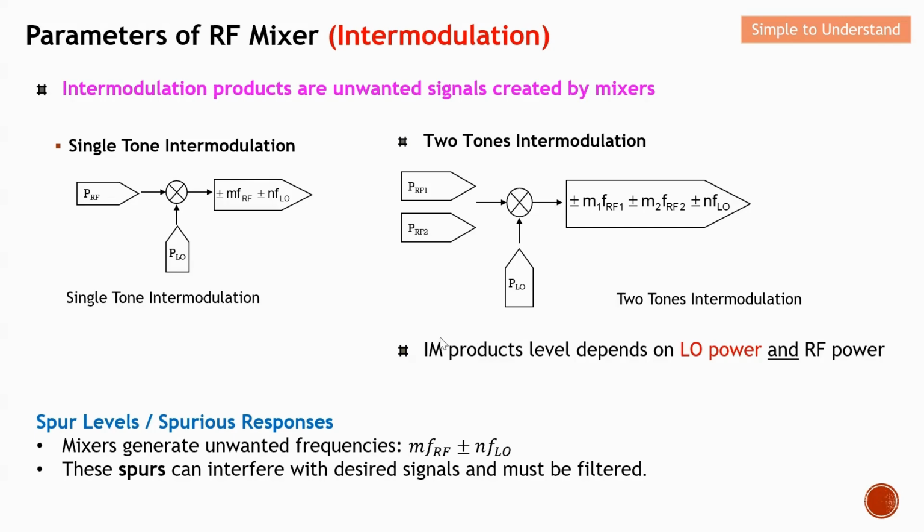This intermodulation product depends on the LO power as well as the RF power. In short, this is also known as the spur level or the spurious response. Mixers generate a lot of unwanted frequencies. This is the general equation of the noise generated by the mixer. These spurs can interfere with the desired signal, and hence all these signals must be filtered.